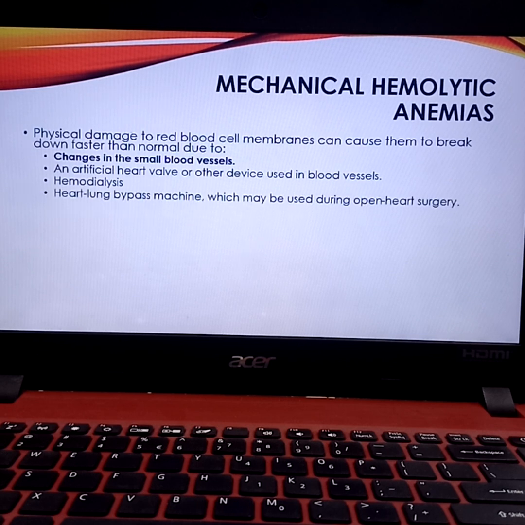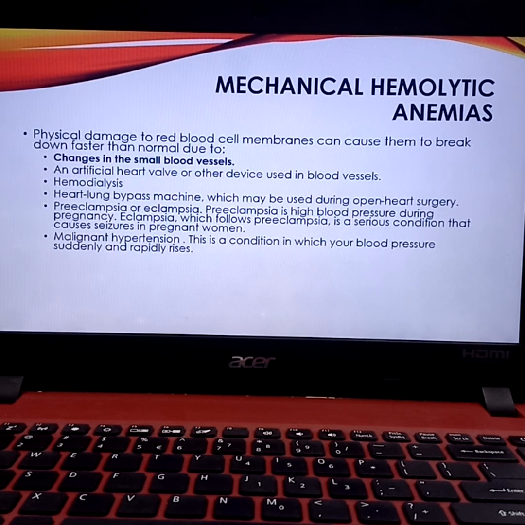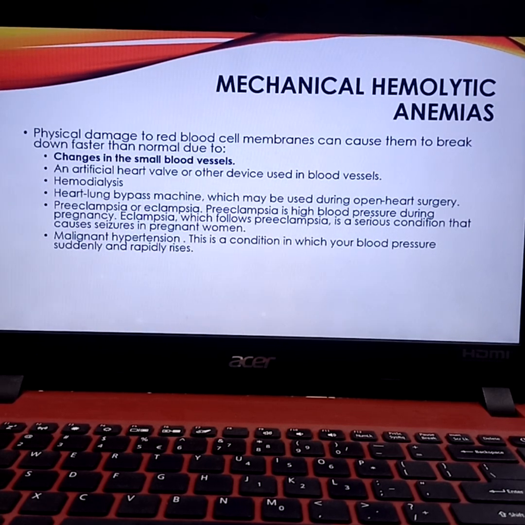So post-hemodialysis, the patient needs to be injected with this to compensate for the blood lost during hemodialysis. A heart-lung bypass machine, which may be used during open heart surgery, same as hemodialysis, can also lessen the content of red blood cells in the vascular system, hence may lead to anemia. Preeclampsia or eclampsia, wherein the pregnant woman has high blood pressure during pregnancy, which is followed by eclampsia, a serious condition that causes seizures in pregnant women. Malignant hypertension can also cause this condition.